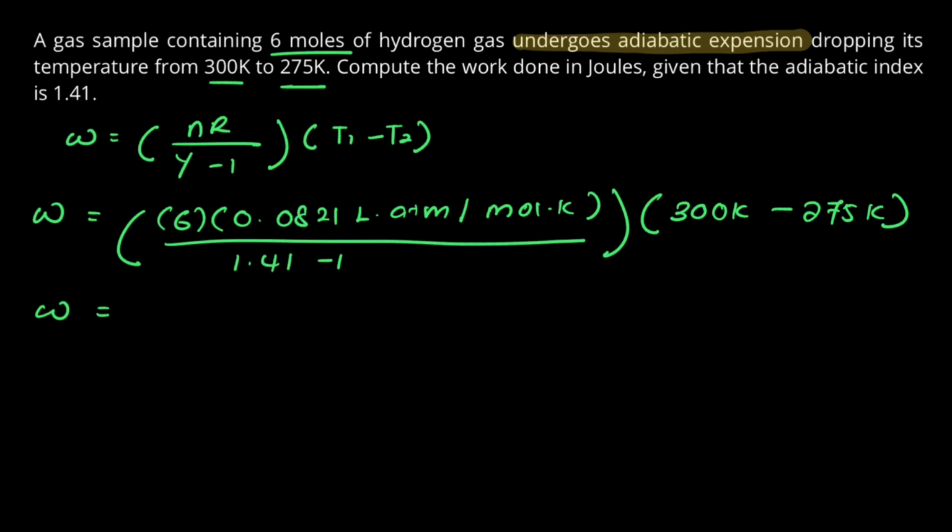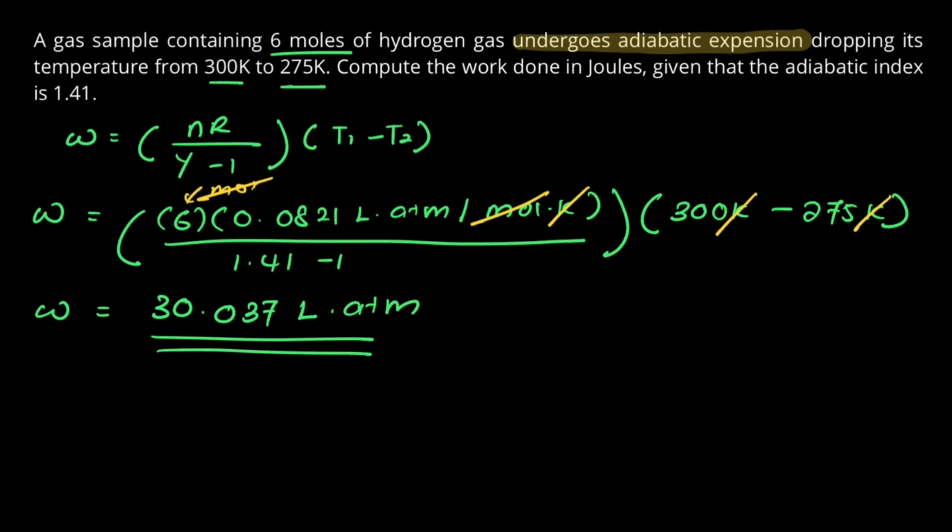First, we need to cancel out the units. All the Kelvin, you can cancel this out. And this one is mole, so this can be cancelled out as well. And that's about it. So your W should be equivalent to 30.037 liter atmosphere. Bear in mind that when you are calculating work, the unit should always be in joules.